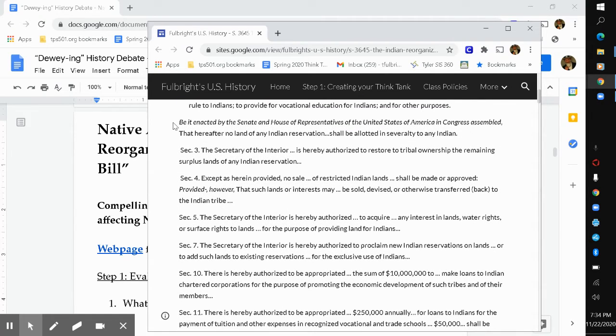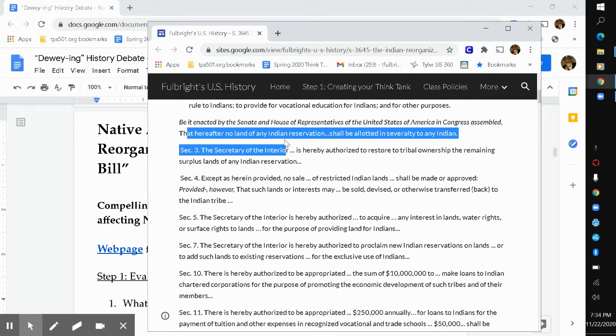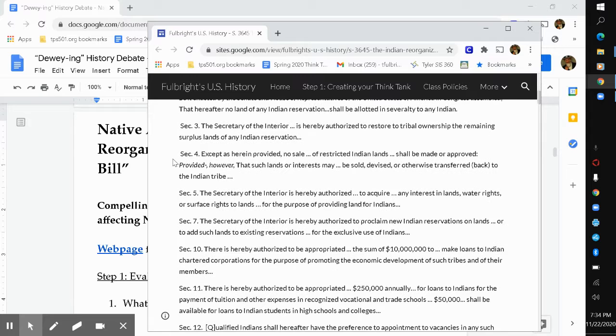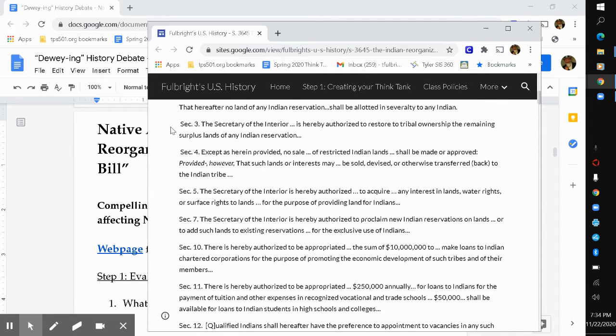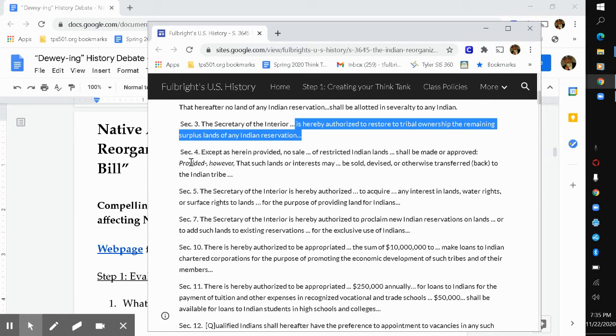Okay, so now we're going to get into the meat of it. Be it enacted by the Senate and House of Representatives of the United States of America in Congress assembled, that hereafter no land of any Indian reservation shall be allotted in severalty to any Indian. This allotment is something that we'll talk about in the historic context as well. We'll come back to that. Section 3. The Secretary of the Interior is hereby authorized to restore to tribal ownership the remaining surplus lands of any Indian reservation. So we'll learn that some land from Native American reservations was being sold. This is going to give that land back to the Native Americans.